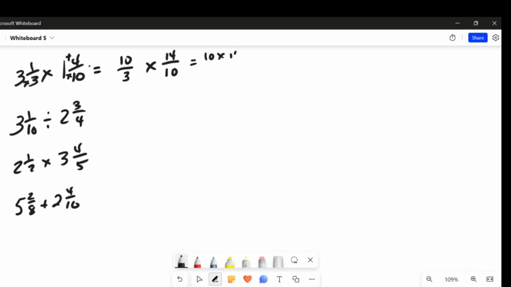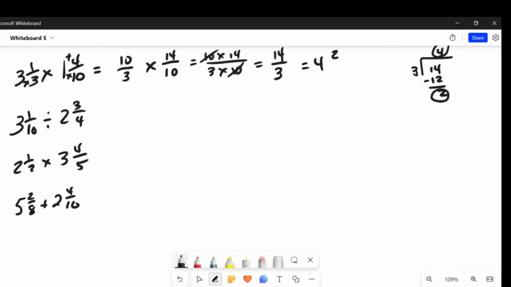Okay, well, right away I can see that I've got a 10 on the top and the bottom. So I have 10 times 14 and 3 times 10. The 10's divide out. We're left with 14 over 3, and that's an improper fraction. So we divide 3 into 14. It'll go 4 times. 4 times 3 is 12. So we have 4 with a remainder of 2. So there's our 4 2/3.